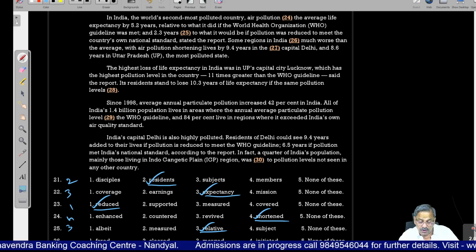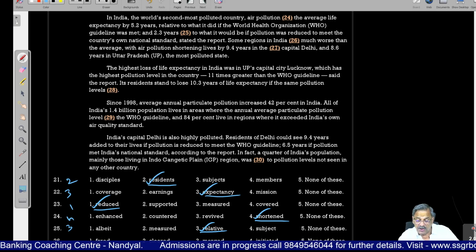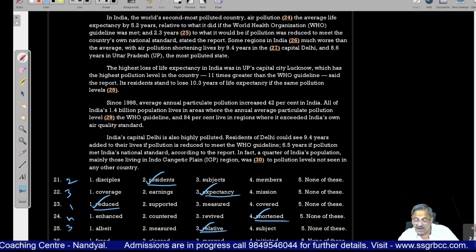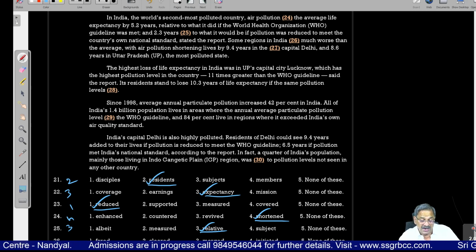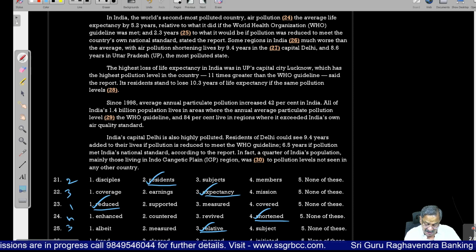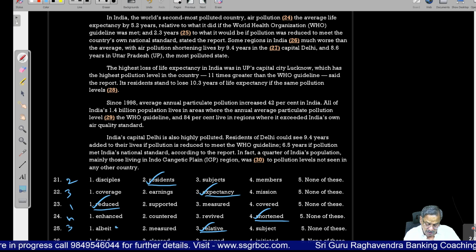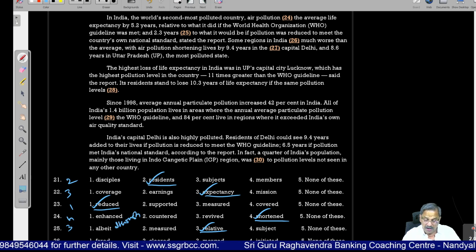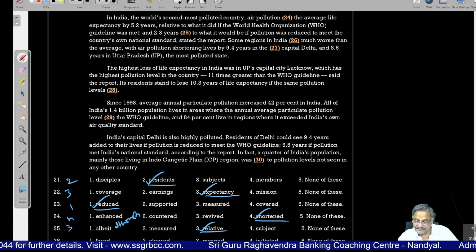So 2 to 3 years relative to what it would be if pollution was reduced to meet the country's own national standard, stated the report. Some here, what is the new meaning? Albeit means although. Albeit means although.